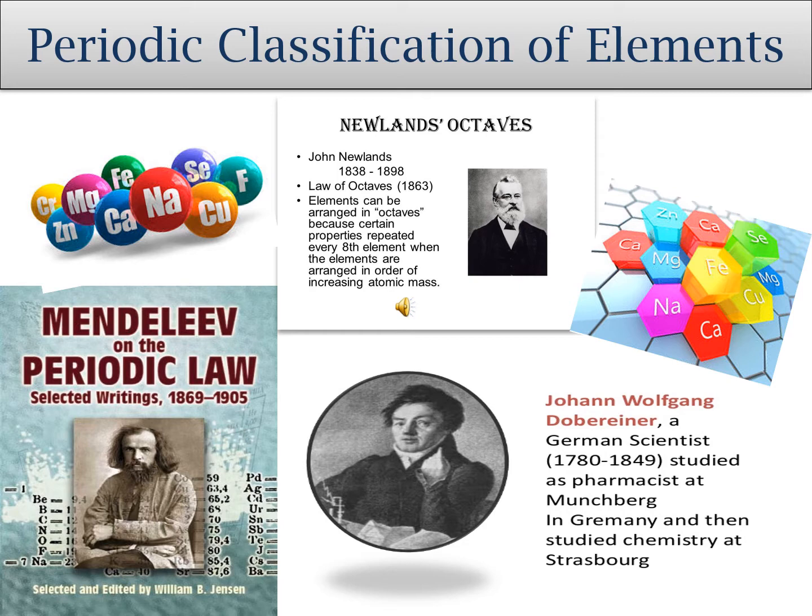In the very first slide here you can see some scientists: Newlands' octaves you can read, Döbereiner's name, and then you can read Mendeleev's name, the one who had done a lot of pioneering work in classification of elements, and his periodic table had been accepted for a very long period of time. Now we go to the next slide.